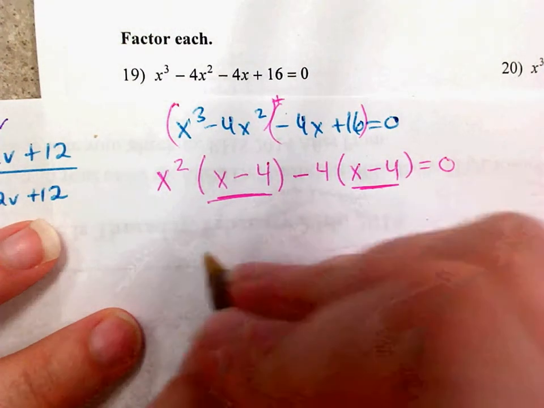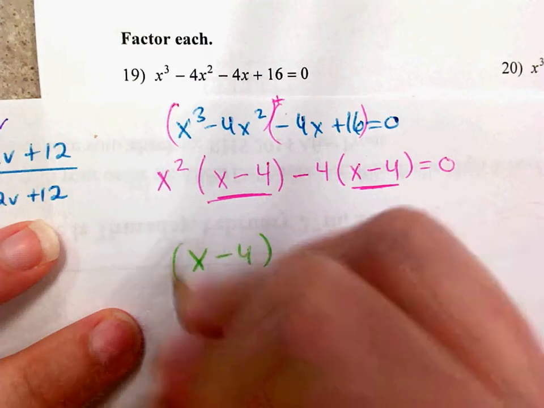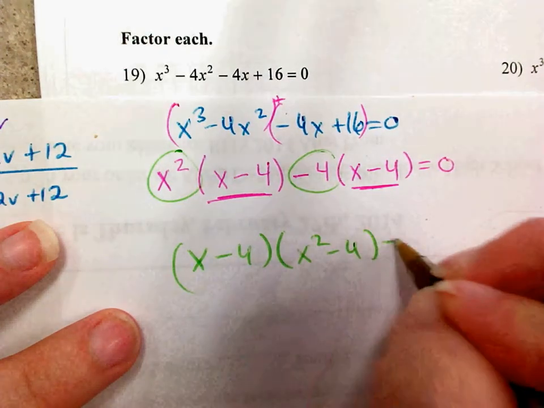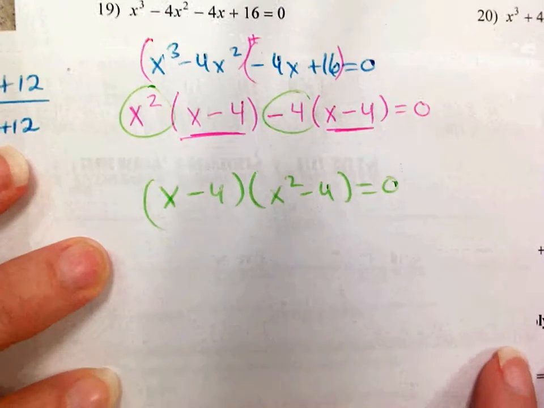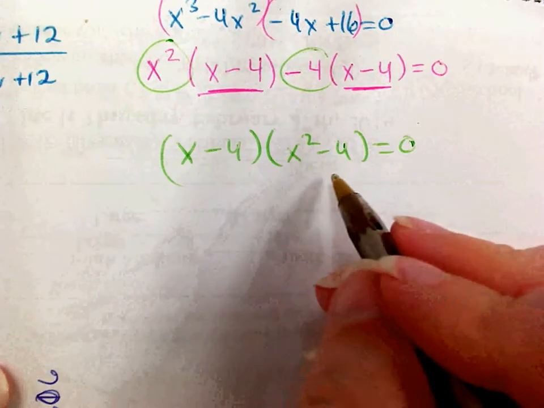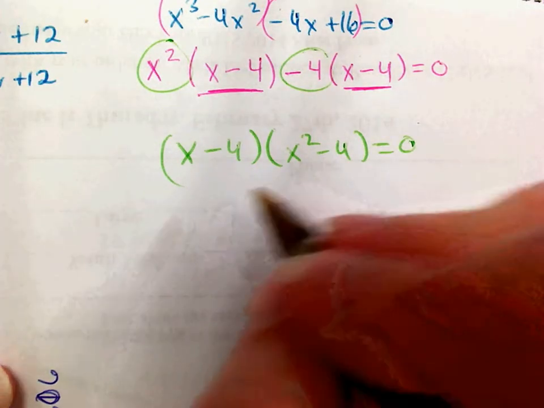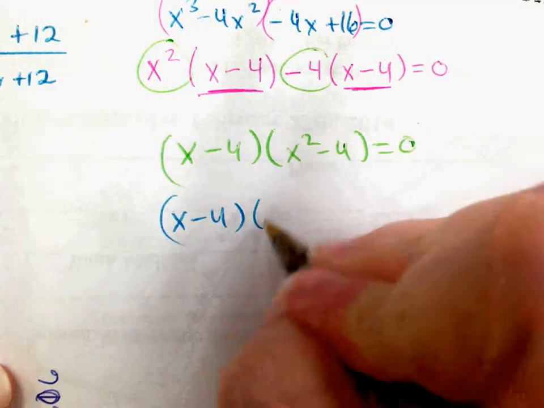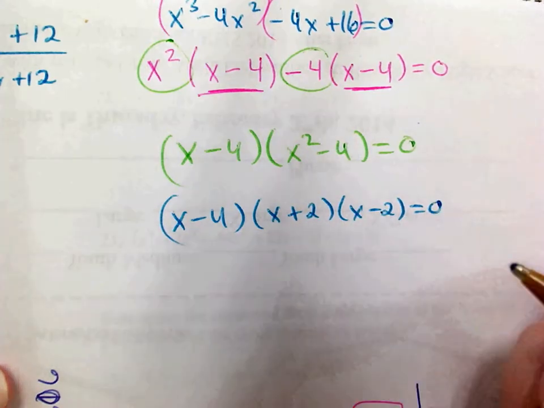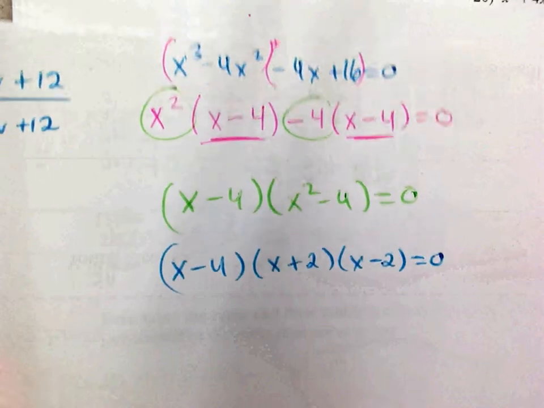Yeah? Am I done? Right, x squared minus 4 is the difference of perfect squares, so it factors again. Perfect. x plus 2, x minus 2. And there we go. If I asked you to solve this, what would you say the answers are? And there you go.